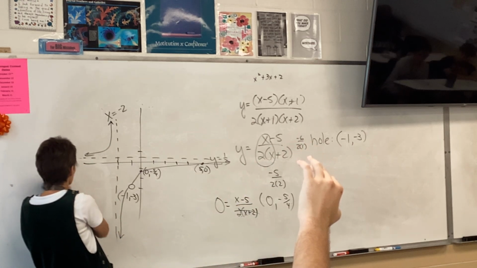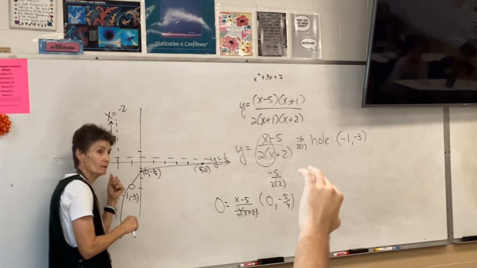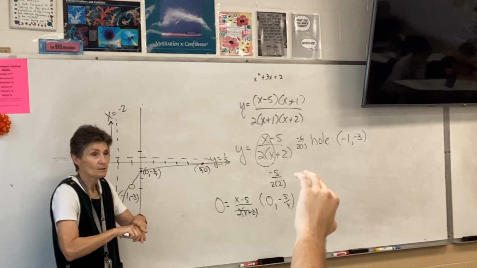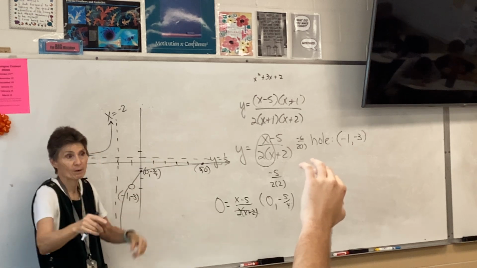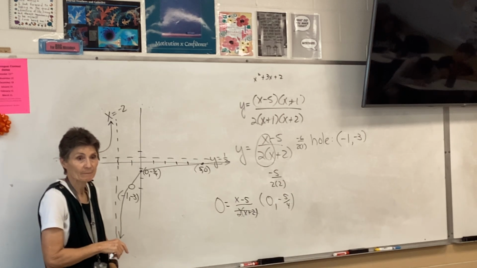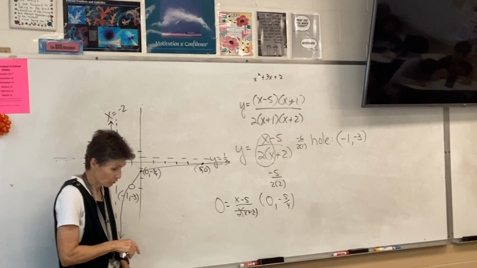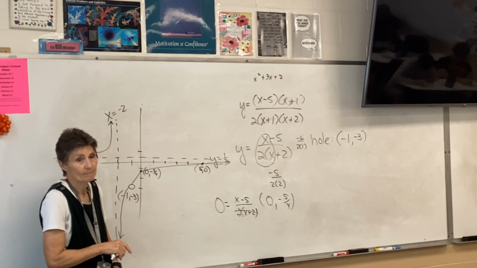Could you also, in this problem, plug in a number like -5? Yep, you absolutely could. No need to, but you could, always. Plot more points, get a better picture. How did you find the horizontal asymptote? Look at your original problem, x squared over 2x squared, right?